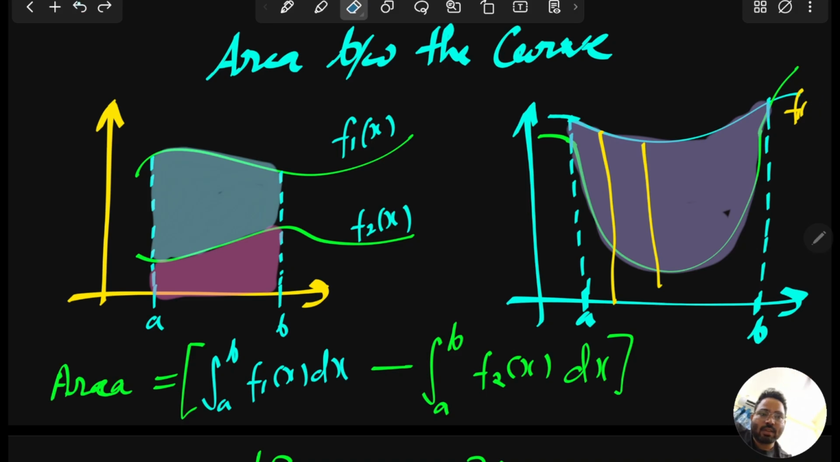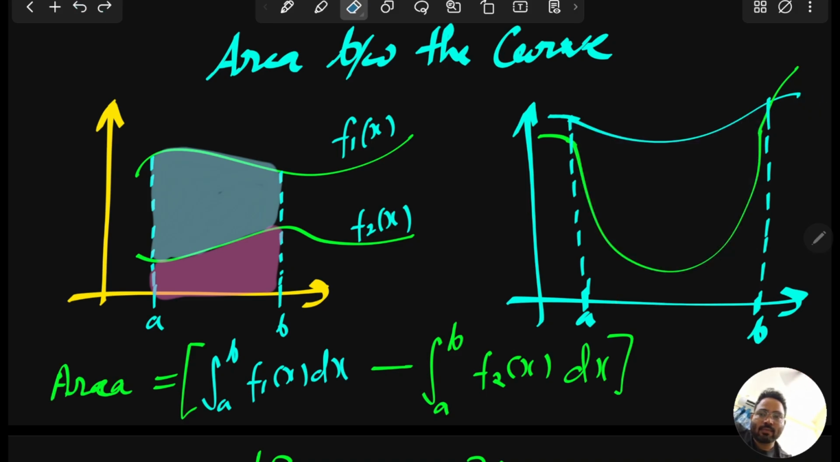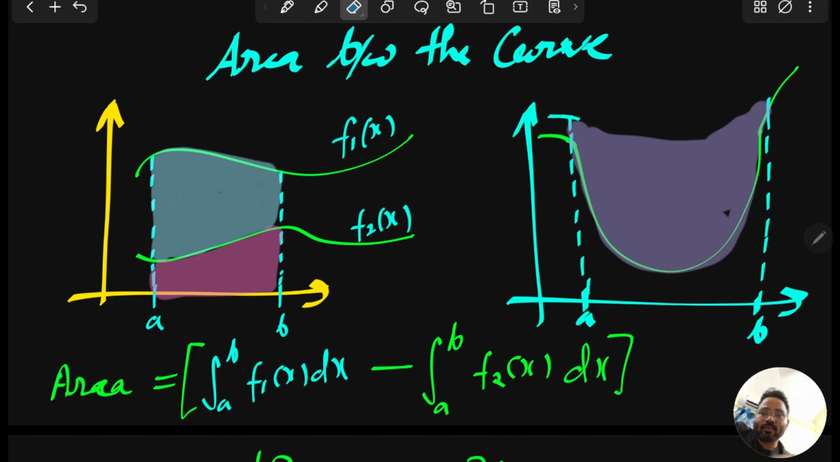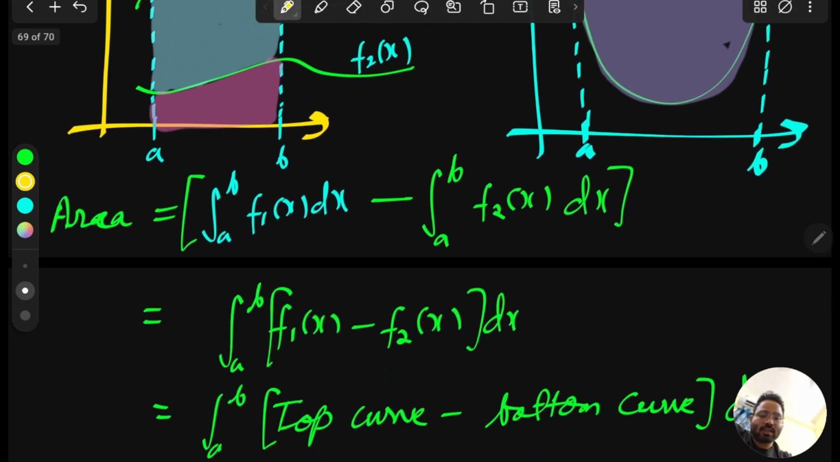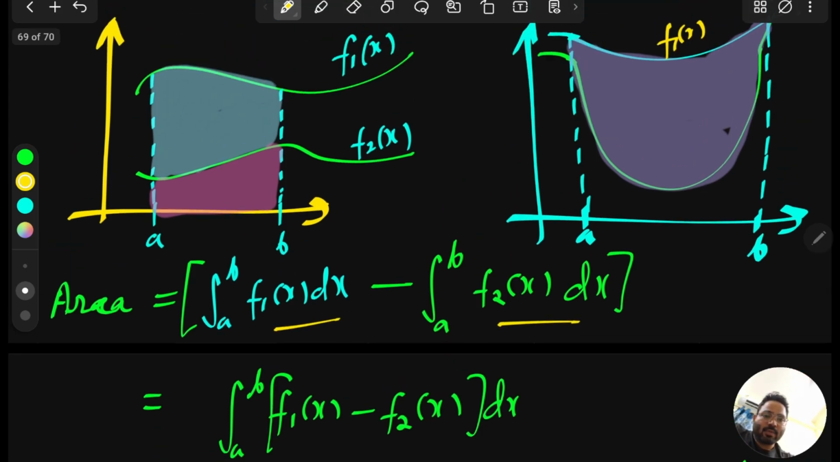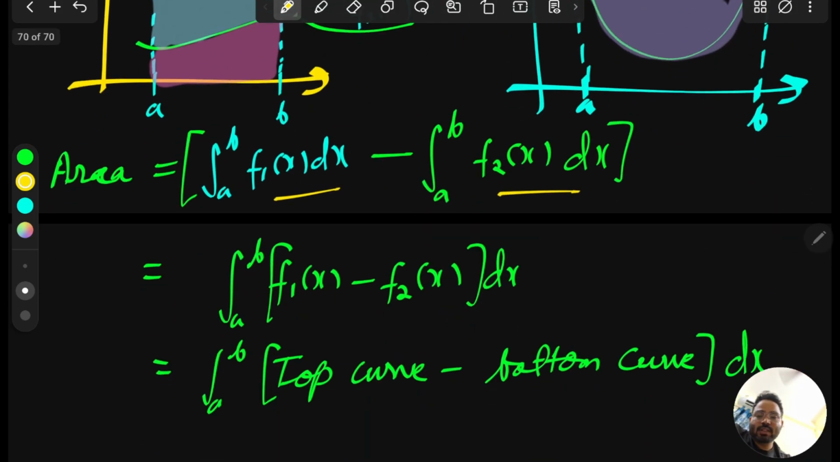In the same way, if the upper side is f1(x) and the bottom curve is f2(x), first take the integral from a to b of f1(x) dx, and after that the integral of f2(x) dx from a to b, and just subtract. So this is the way how we can find out the area.